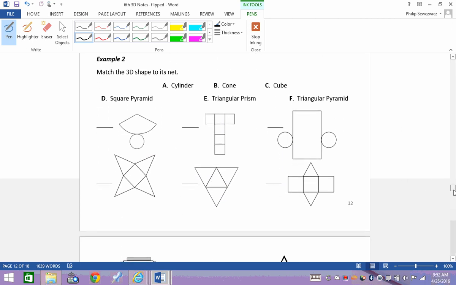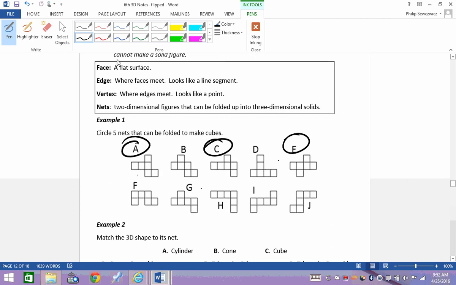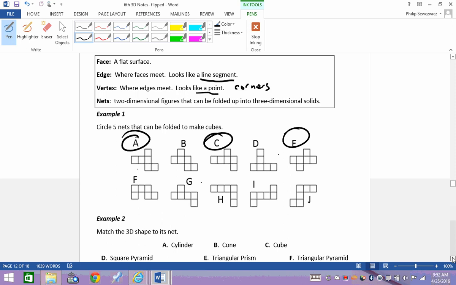Okay, so vocabulary. A face is a flat surface. An edge is where faces meet. Here's the big thing: they look like line segments. A vertex is where edges meet, and it looks like a point. Another word you could use here is corners. They are the corners of the particular shape.